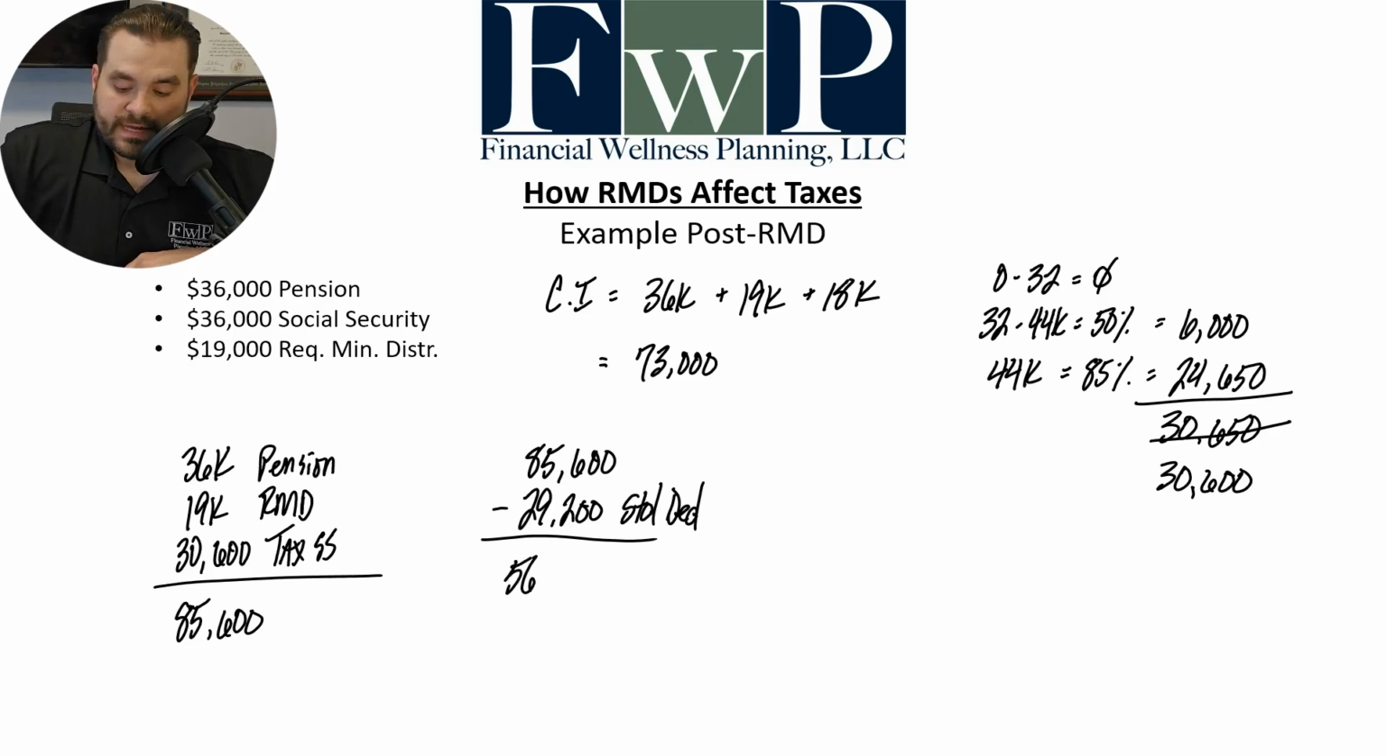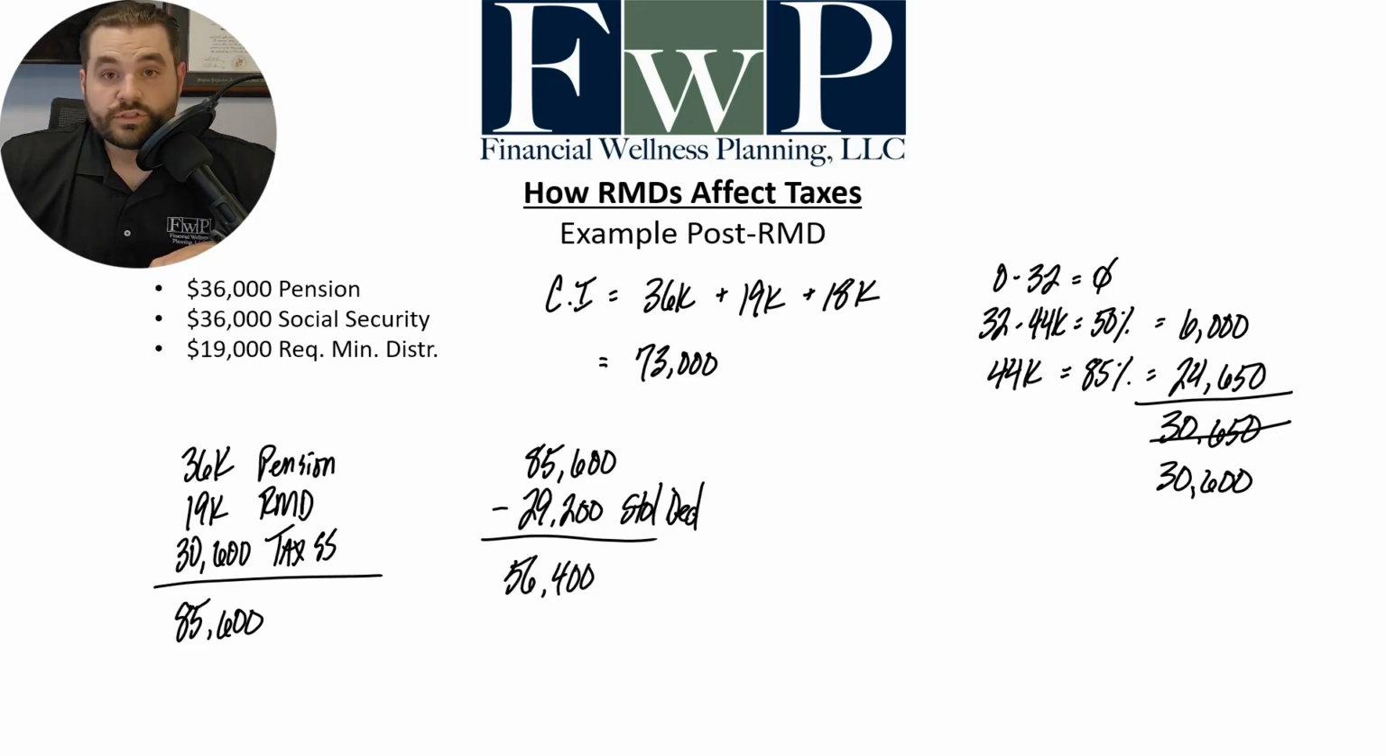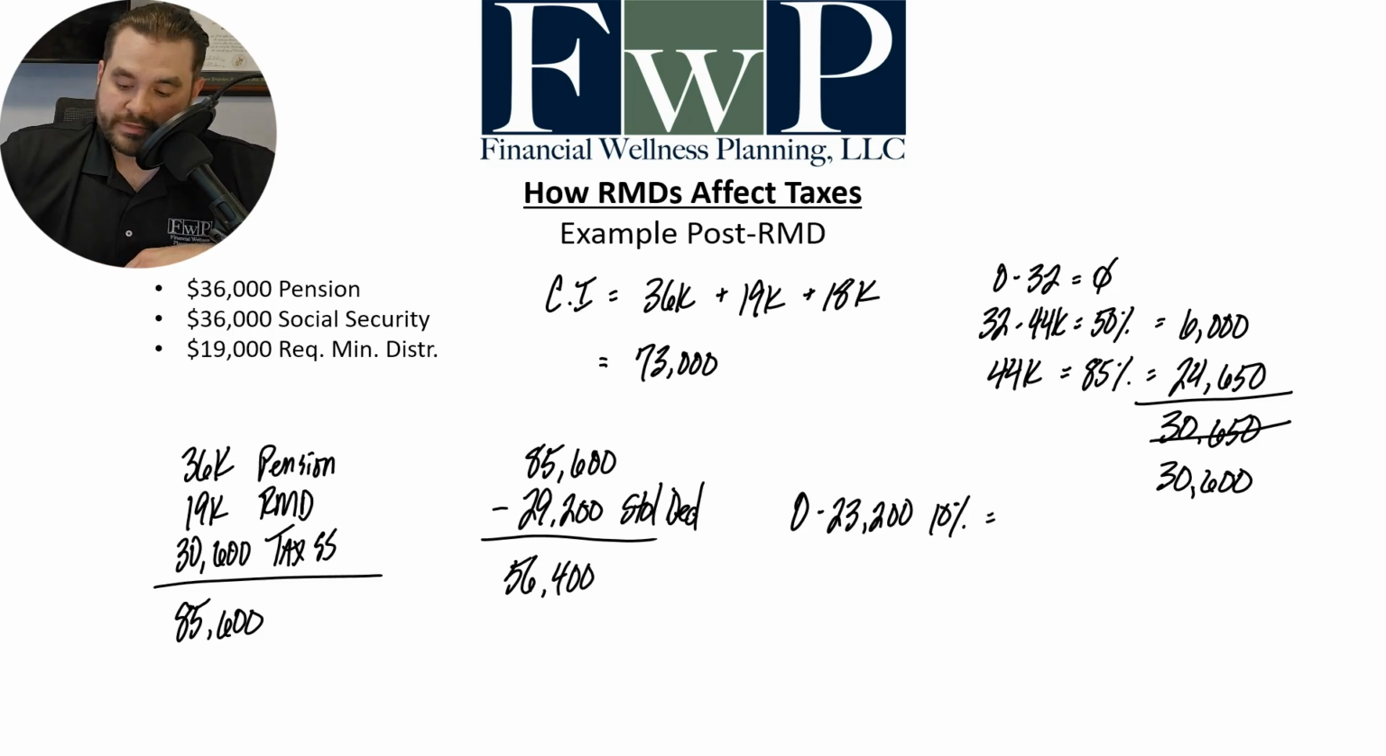going to be $56,400. So we're going to take this figure and we're going to compare it to those marginal tax brackets from the IRS. Anything from 0 to $23,200 is taxed at 10%. Their income is over $23,200, so they're going to pay 10% on that full amount. That's going to equate to $2,320 in federal income taxes.